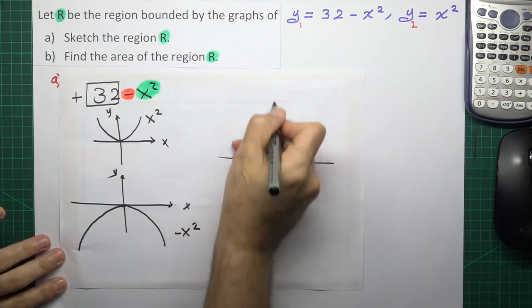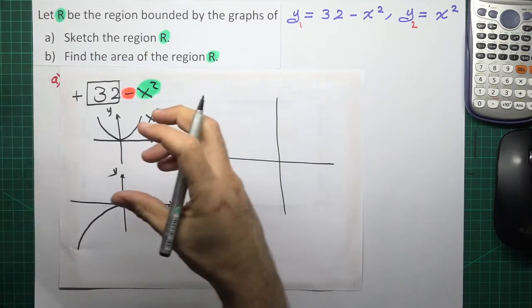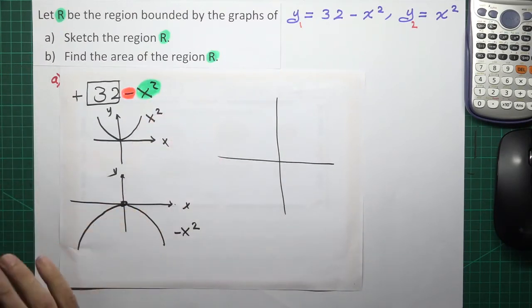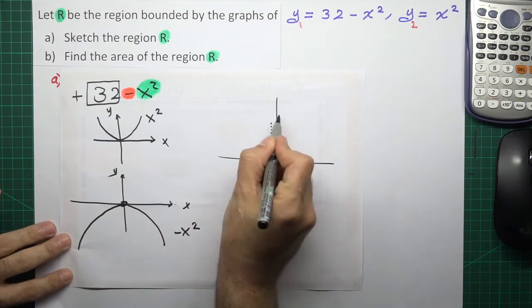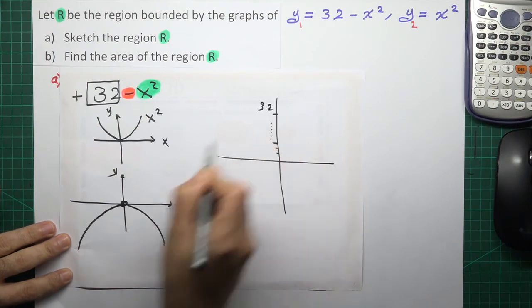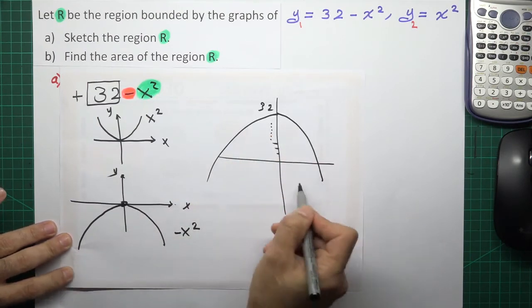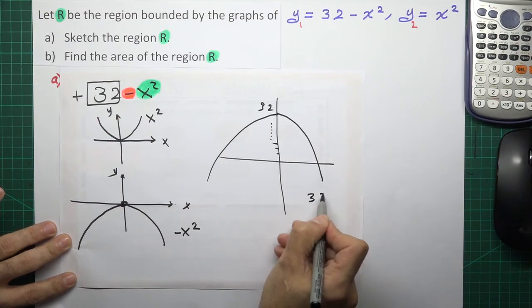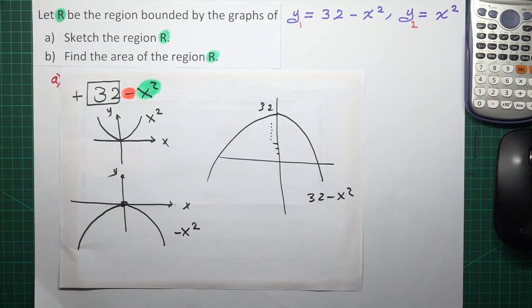And when we add a positive number to a function, its graph will shift up by this amount. What I mean is that this is 0, and I will shift the whole function 32 units up. So it will be 1, 2, 3, and so on, till 32. Why? Because this is 0, so it will be like this. And this is finally 32 minus x squared. This is what we call a transformation, or a new function from an old function, call it what you like. But this is the graph.